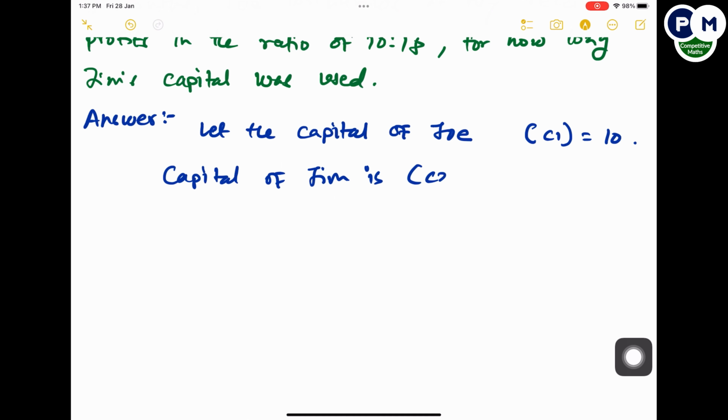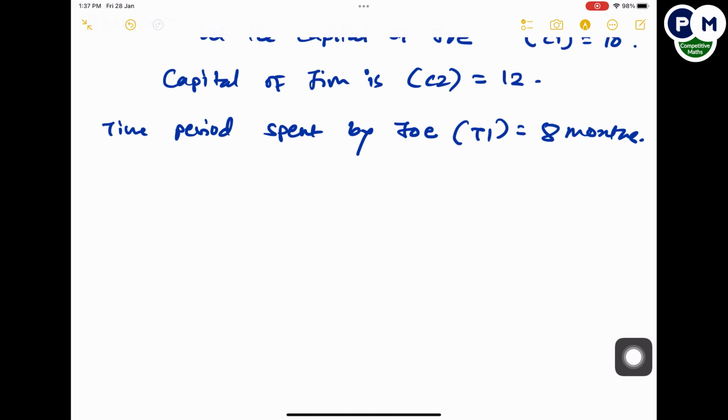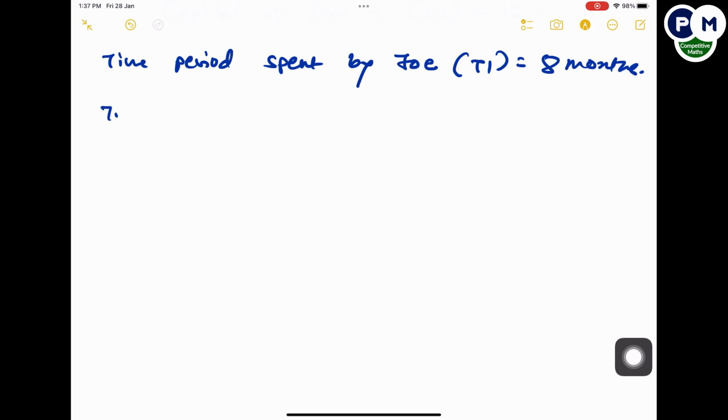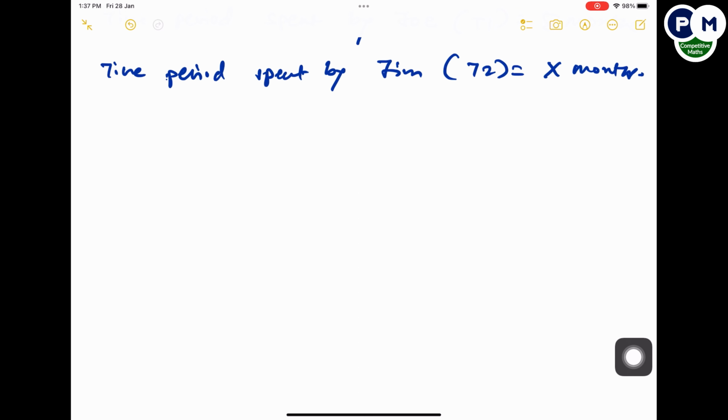Let the capital of Joe be C1 equals 10, and the capital of Jim be C2 equals 12. Time period spent by Joe T1 equals 8 months. Let time period spent by Jim T2 equals X months. The ratio of their profit, P1 to P2, is 10 to 18. Apply formula, C1 multiplied by T1 by C2 multiplied by T2 equals P1 by P2. Hence, X equals 12 months.